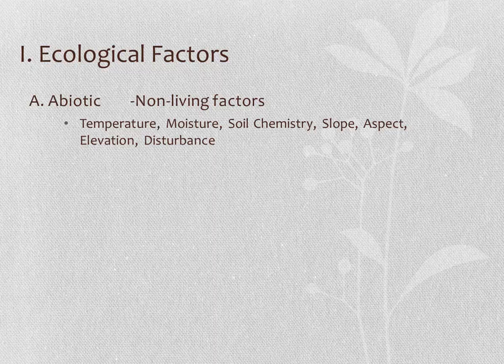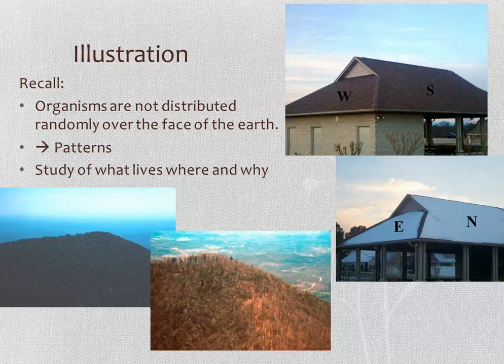To underscore the importance of abiotic factors, let me use one of the others that's possibly not so apparent, and that is aspect. Aspect is the direction that a slope is facing, north, south, east, or west, or some variation thereof. So, as we've said all along, organisms are not distributed randomly over the face of the earth. There are patterns, and there are causes of these patterns. And in our study of what lives where and why, there are going to be things in the environment that determine these patterns, and aspect is a really good example.